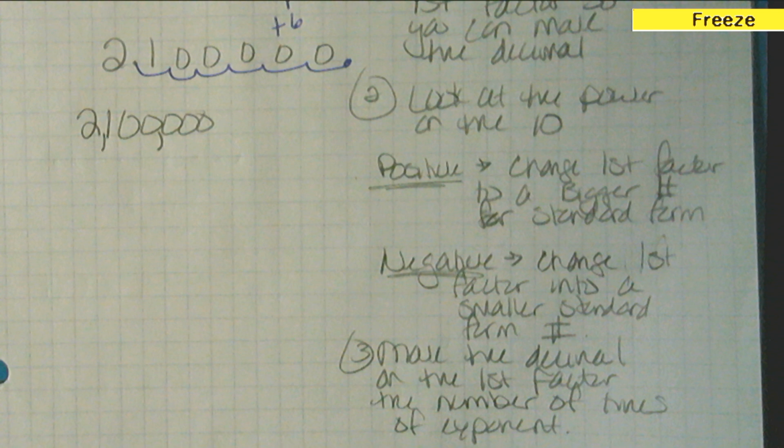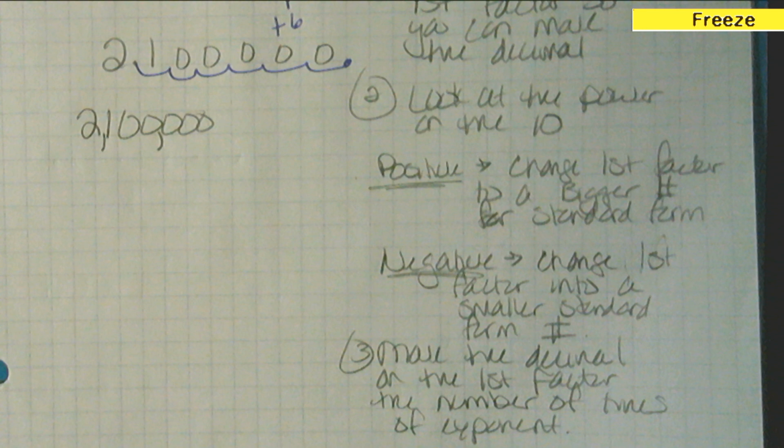All right, so the first thing you're doing is you're writing down that first factor. The second thing you're doing is looking at that exponent. You're looking to see what it is, because that's the number of places you're moving your decimal. If it's positive, you need to change your first factor into a bigger number, right? Because that means standard form is going to be a bigger number. Move your decimal to the right. If it is a negative power, that means you have to turn that first factor into a really small standard form, which means you have to move the decimal to the left, in the other direction.